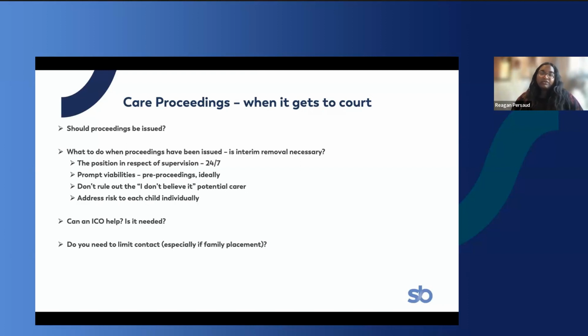When you do issue, if you go to court, one of the first issues you have to think about is if interim removal is necessary. Now, it is not always necessary. I think local authorities think because a child's been injured, we have to remove the child and their siblings from the family. You don't necessarily have to.